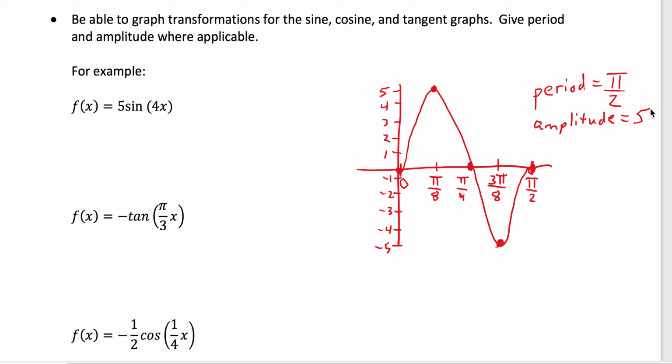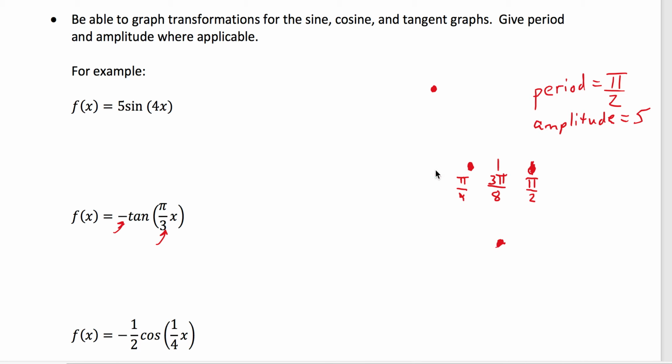Okay, so let's move on and look at the second one. The second one also has a period change because I have something inside the parenthesis with the x, and it has a flip because I have the negative sitting in front of the function. So we're going to start with that period change. Remember that on a tangent graph, you use as your starting point negative pi over 2 and your ending point pi over 2.